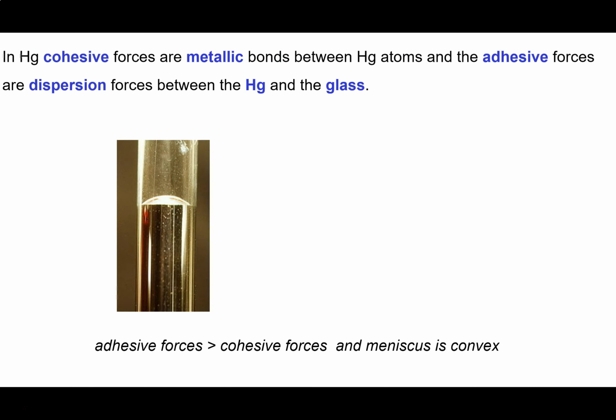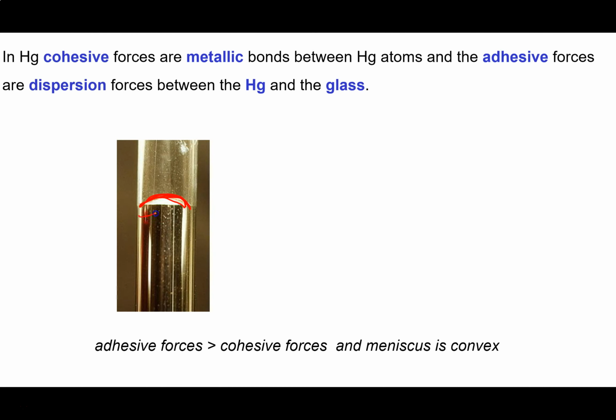Now, not every meniscus is concave. Some are convex, and a good example of this is mercury. What is happening here is that the cohesive forces in mercury are stronger than the adhesive forces between the mercury and the glass.